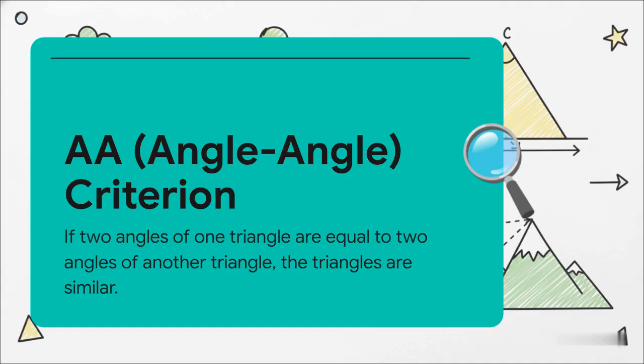See, all 3 angles in a triangle have to add up to 180 degrees. So if you know just 2 angles match up between 2 triangles, well, the third one has no choice but to match too. And that's it.